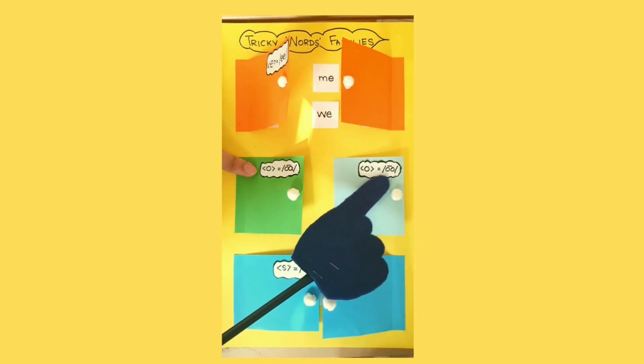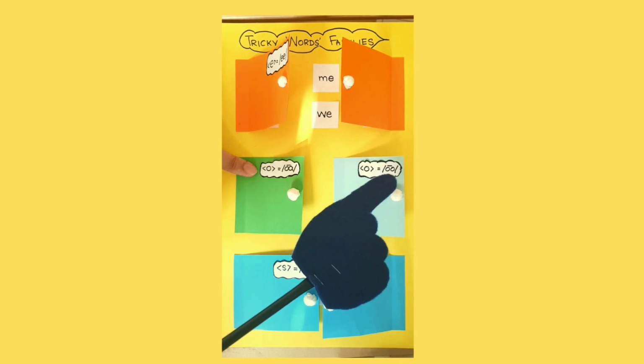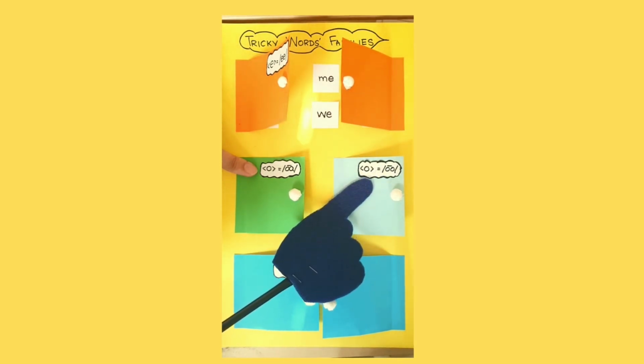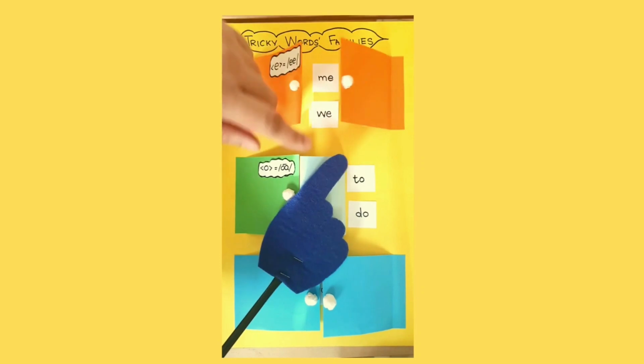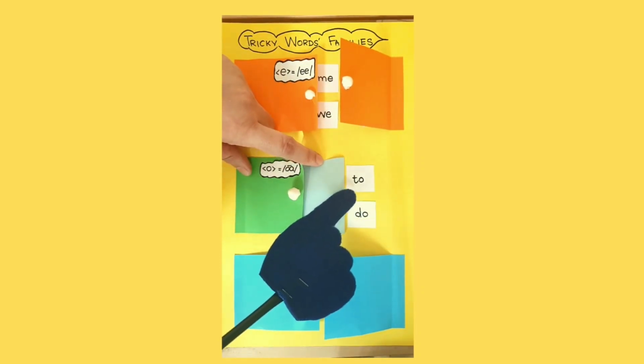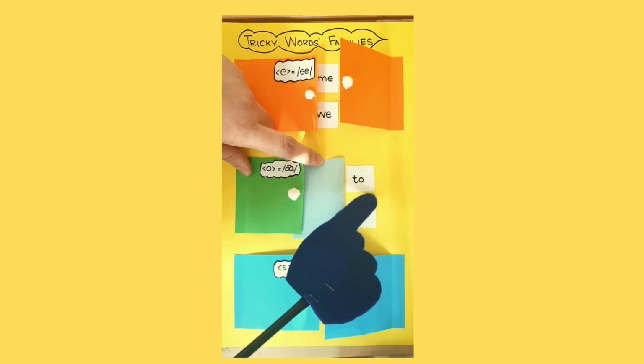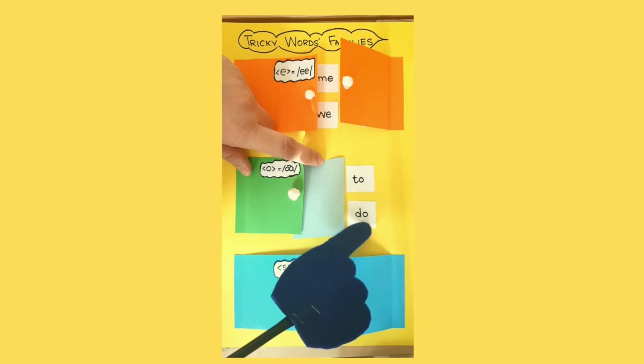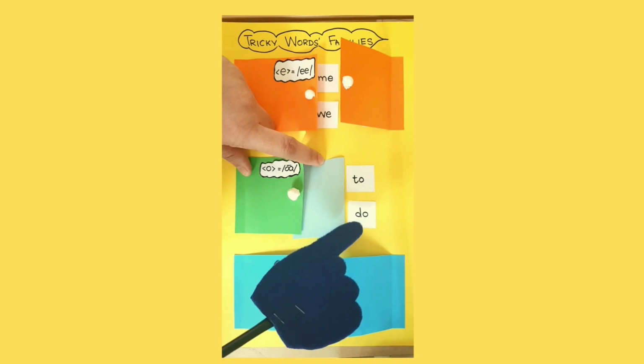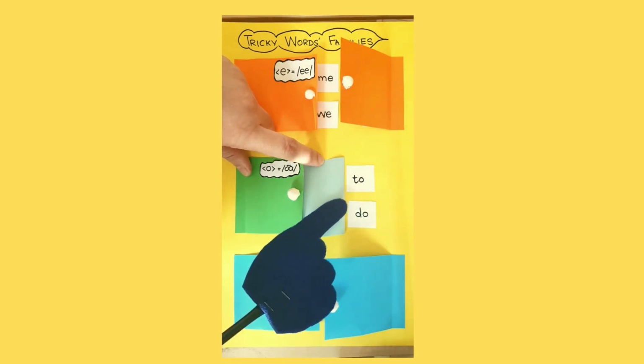Let's see the next family. This is the Oo family, the long Oo sound. But again, the tricky part is that the surname is written with only a single letter O. Let's meet the members now. Open the door. Okay, the first one is T, Oo, to, and D, Oo, do. To and do, only two members. Wow, this is good. We can remember them easily.